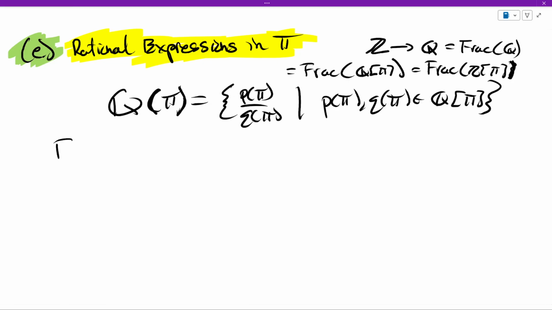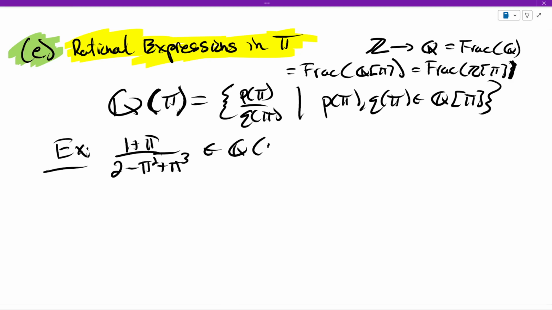Okay, so let's do an example with some elements here. Something like 1 plus pi over 2 minus pi squared plus pi cubed. That's in this set. And notice that that element is not a single polynomial in pi. It's a quotient of them. So that's what elements here look like. They look like quotients of polynomials in pi.